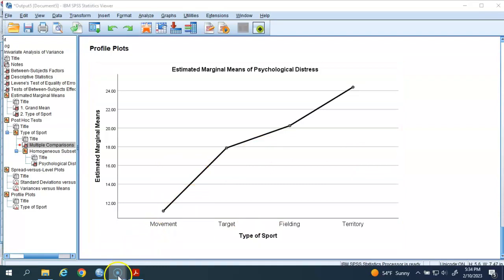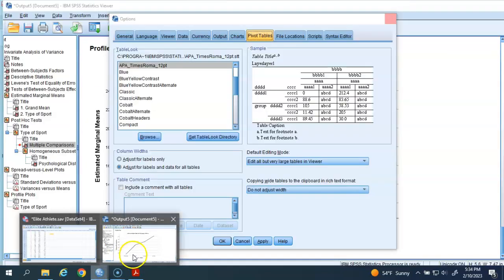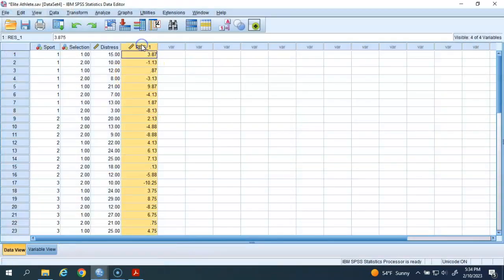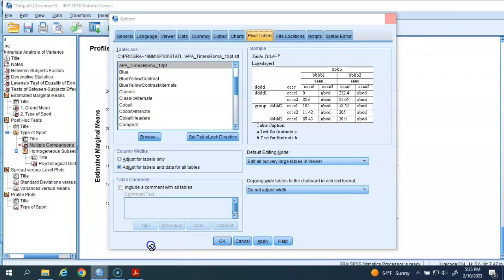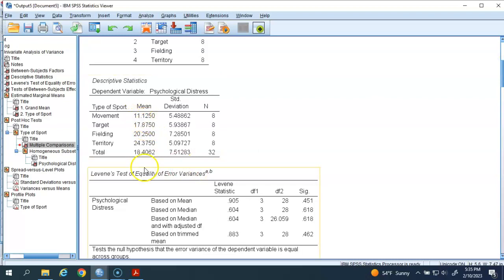All right, I had also asked SPSS to give me residuals. So these residuals we can use. These are the difference between the score on the dependent variable and the mean within the groups. So we can see that our residuals we just basically compute by subtracting the group mean from the dependent variable value for each one. So we could go back and look and see in our data earlier on, our mean of movement was 11.125.